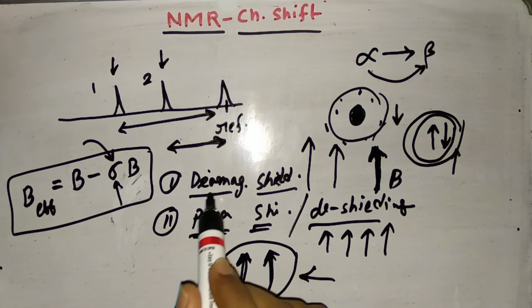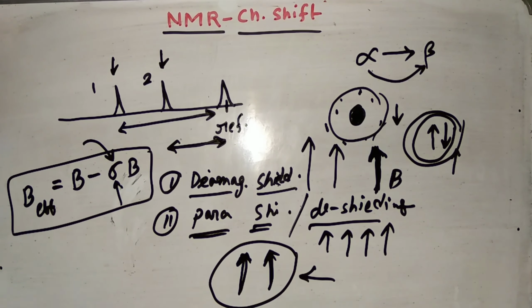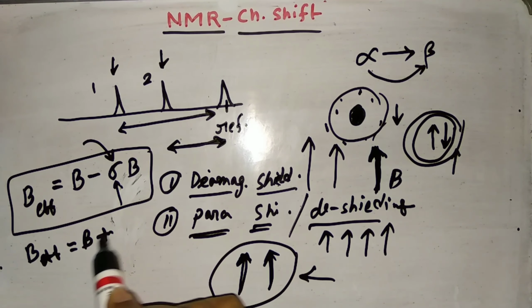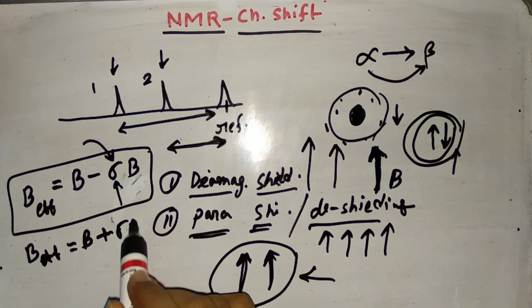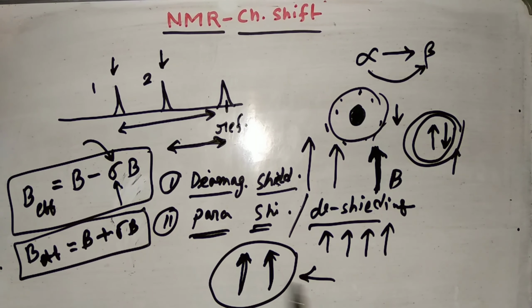So in case of diamagnetic shielding, the effective field strength will be like this, and in case of paramagnetic shielding, as it is aligned with the externally applied magnetic field, B effective will be B, and as it is aligned, the field strength will be added with B. Here the formula is like this. I hope these two points are clear to you.